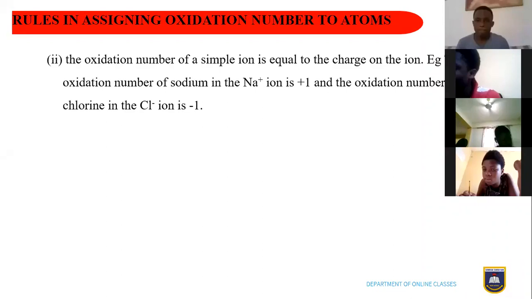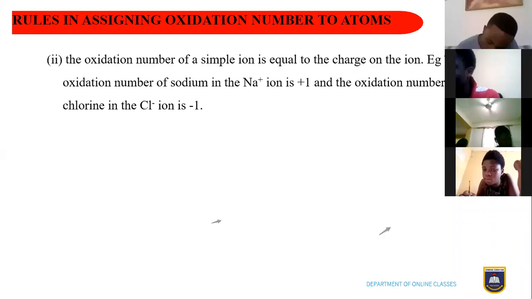A simple ion is an ion made up of just one element. So F-, Cl-, Na+, O2-, K+, Mg2+, Al3+, calcium 2+. Those are all simple ions. They are simple because it's just one element that has a charge.